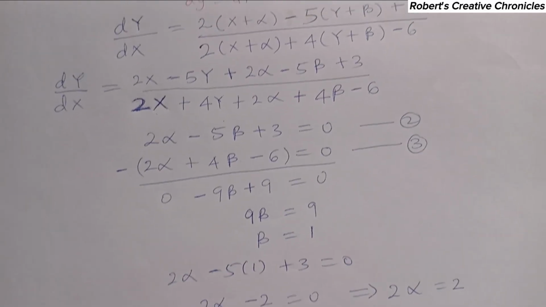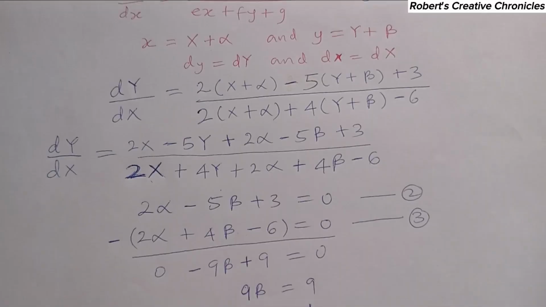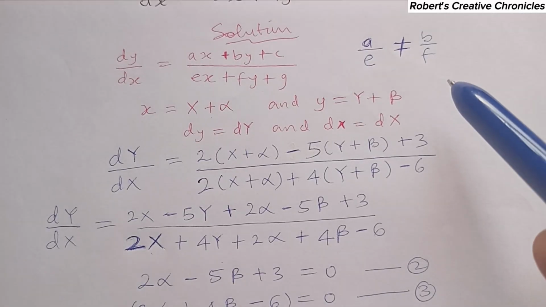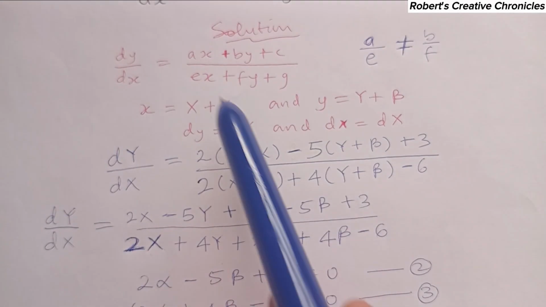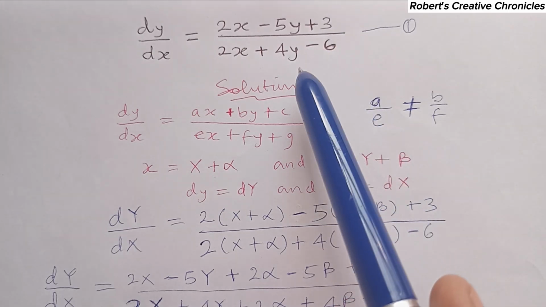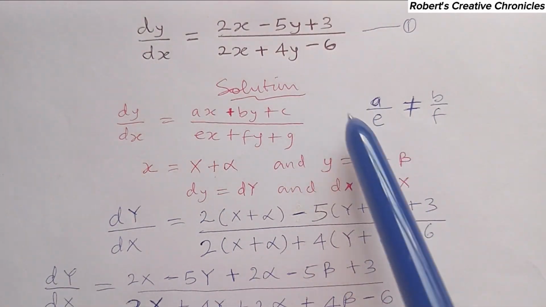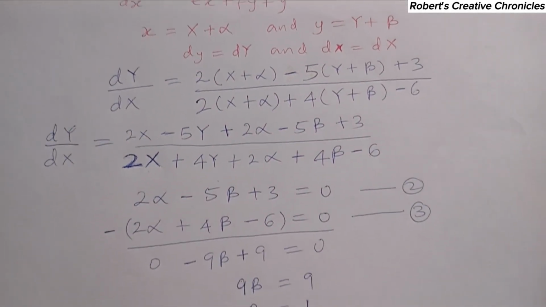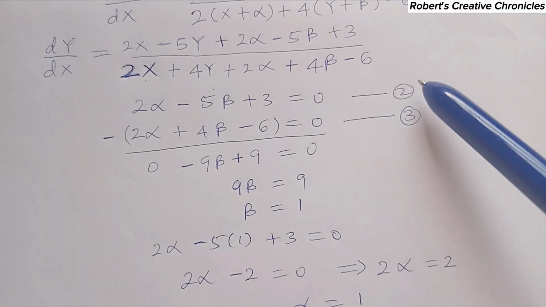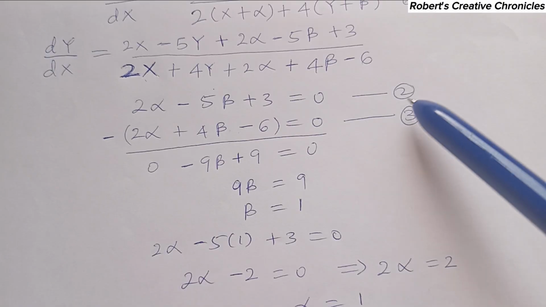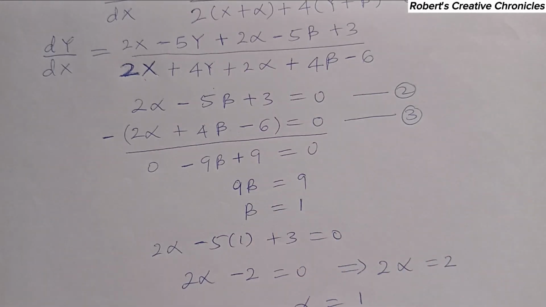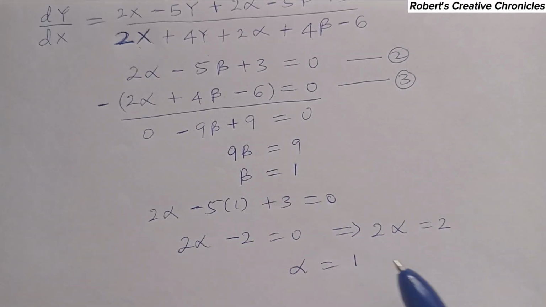Now, back to what I was saying. If the ratio A over E was equal to B over F, that is the ratio of 2 over 2 was equal to the ratio of minus 5 over 4. In this one, basically this one is 1, this one is minus 5 over 4. So it's not equal. If they are not equal, then these two equations, 2 and 3, are not independent and so cannot be solved uniquely for alpha and beta. So there will be a problem. We won't be able to find alpha and beta uniquely.